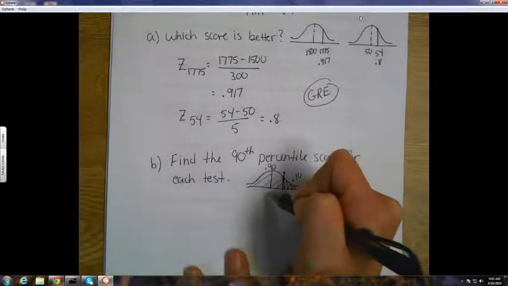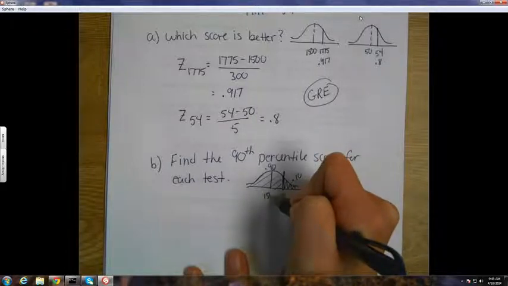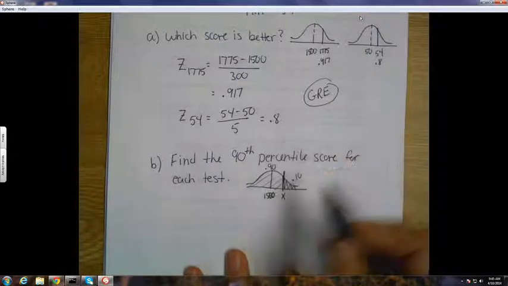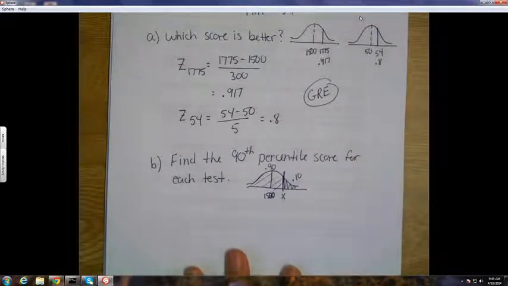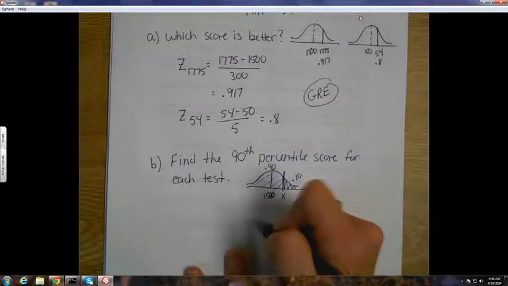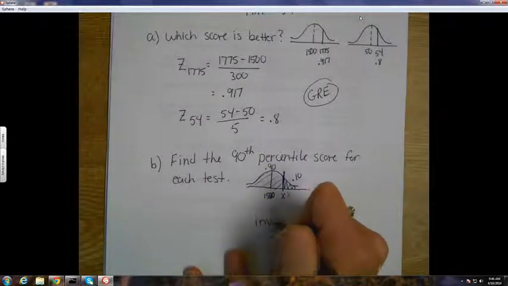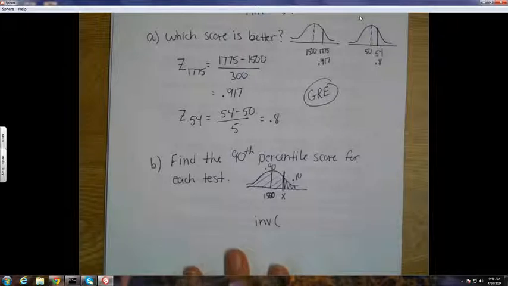I'll just do the 1500 one. Maybe we'll do one of them. 1500. So I know areas, I don't know the X or the Z. What do I use? If I know areas, invNorm. If you know areas and not the Z's, you go to invNorm. What do you want to feed the invNorm on this problem? Is it the 0.1 or is it the 0.9? Or does it matter? 0.9. Always the area to the left it wants to be fed. So put in the 0.9.